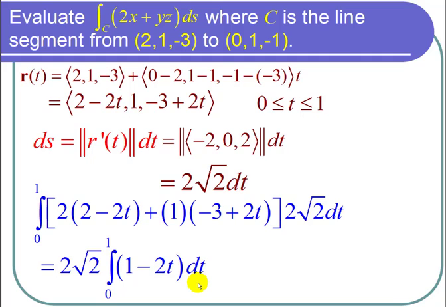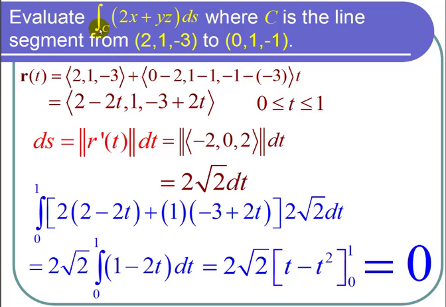So now I integrate. This is a simple integral. The integral of 1 is t, and the integral of 2t is t squared. So I get my 2 root 2 times (t minus t squared) from 0 to 1. So now let's plug in. If I plug in 1, I get 1 minus 1 squared. That's 0. And 0 minus, well, 0 squared is also 0. So 0 minus 0 is 0. So this whole integral is 0.